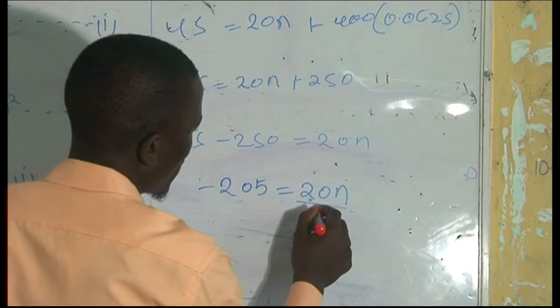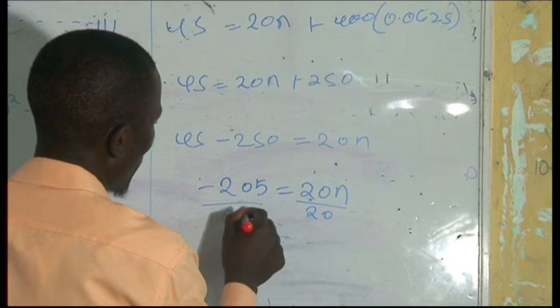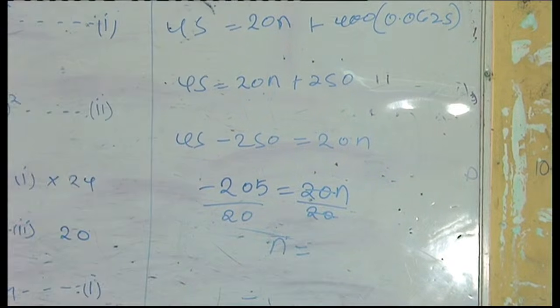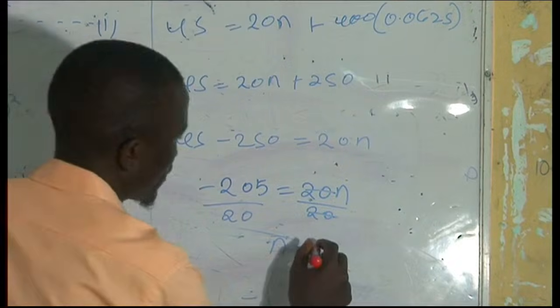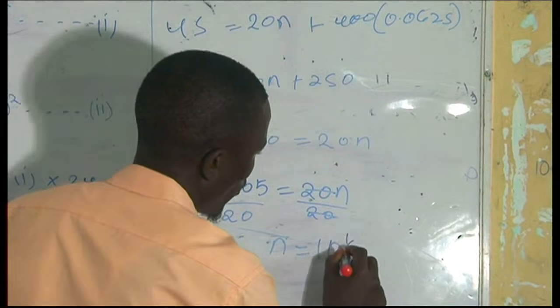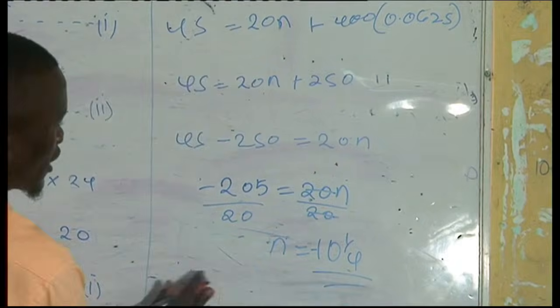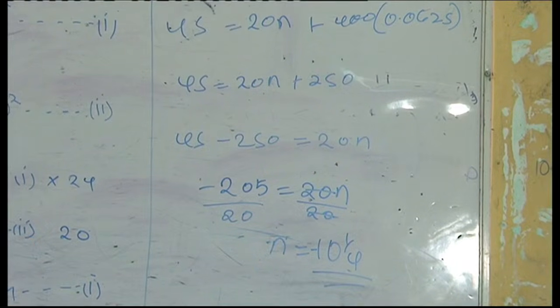Divide this side by 20. Divide the other side by 20 so that n becomes negative 10 and a quarter. So n is equal to negative 10 and a quarter.